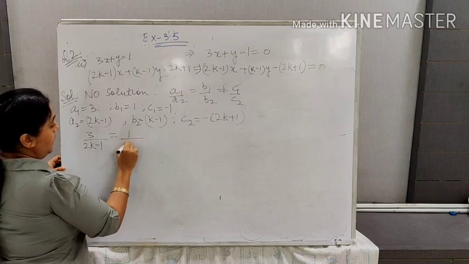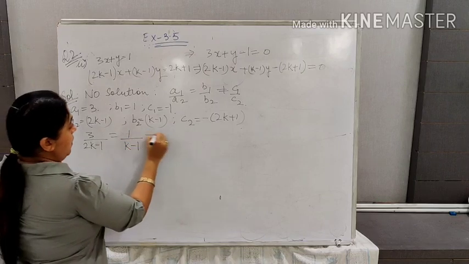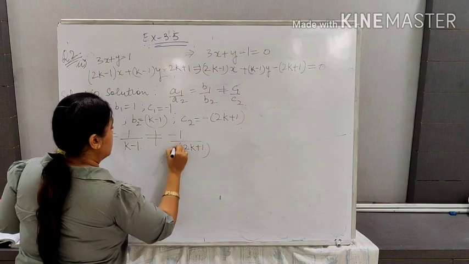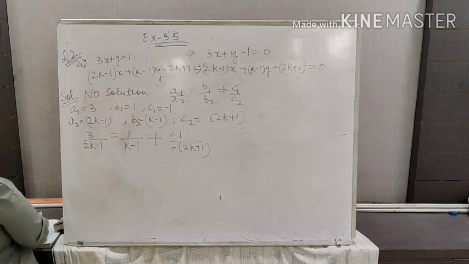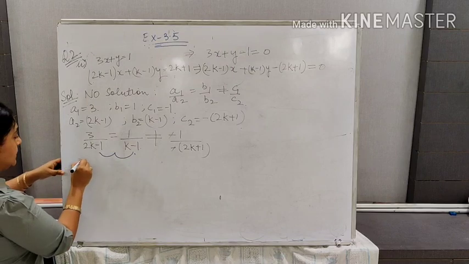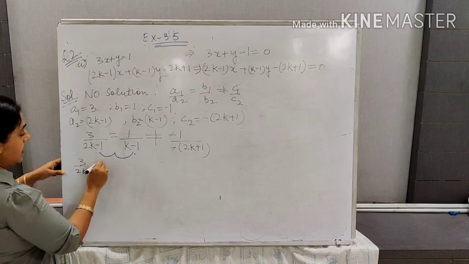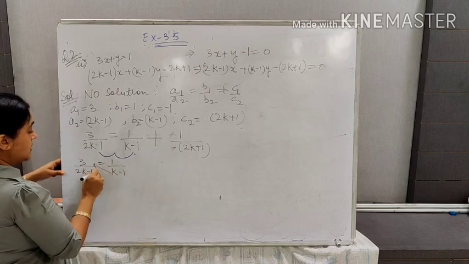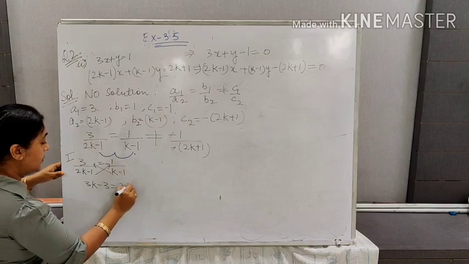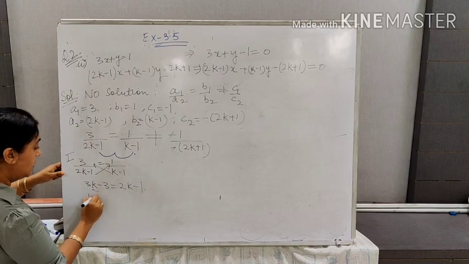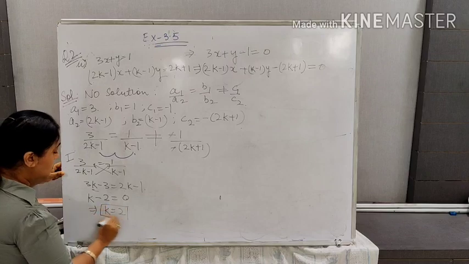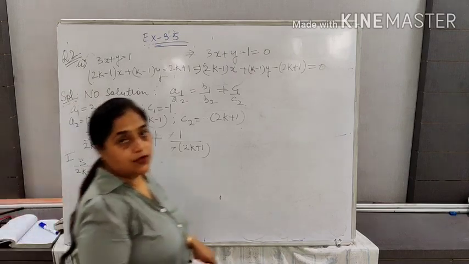b1 upon b2, 1 upon k minus 1 is not equal to minus 1 upon minus 2k plus 1. Minus minus cancels off. Again I have two sets of conditions. One is this. It is 3 upon 2k minus 1 equal to 1 upon k minus 1. You cross multiply condition 1. It is 3k minus 3 is equal to 2k minus 1. Take all this here, you will get k minus 2 is equal to 0, which implies k equals 2. This is the first solution of k you are getting.